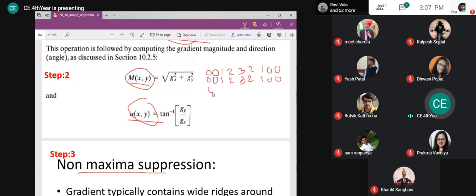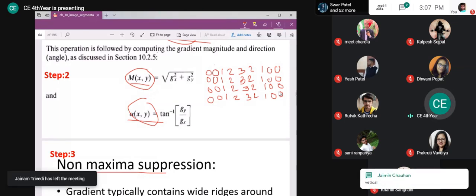This is how edge is detected. This is one of the responses after Gaussian and gradient. Assume that this is that result. Can anyone tell me if it is a vertical edge, horizontal edge, or diagonal edge, which kind of edge it is? Can you see the edge here? Which kind of edge is it? Can you see the edge?